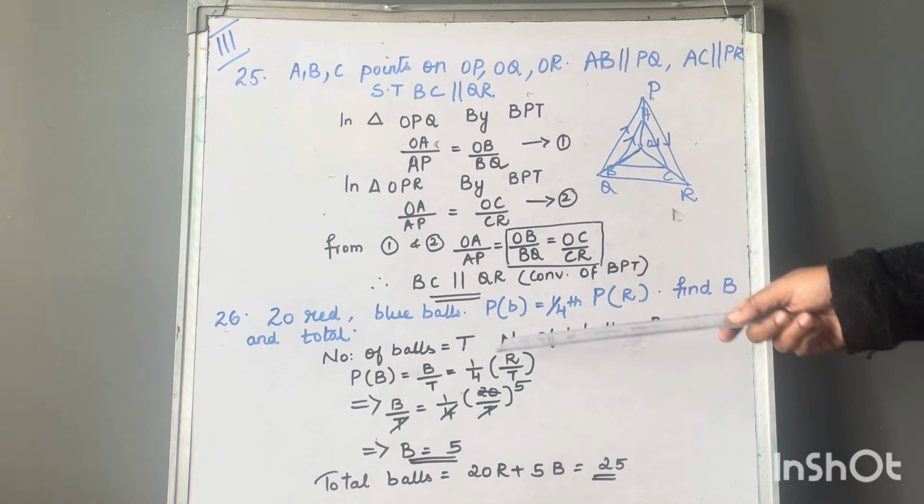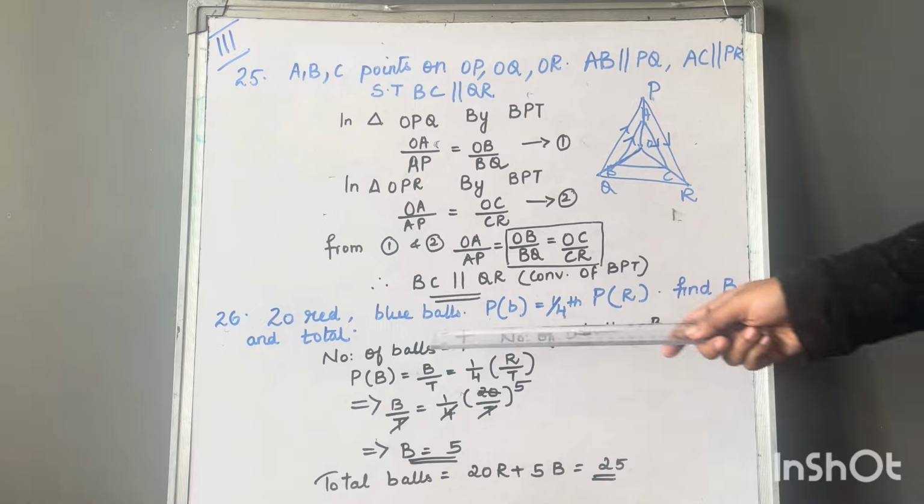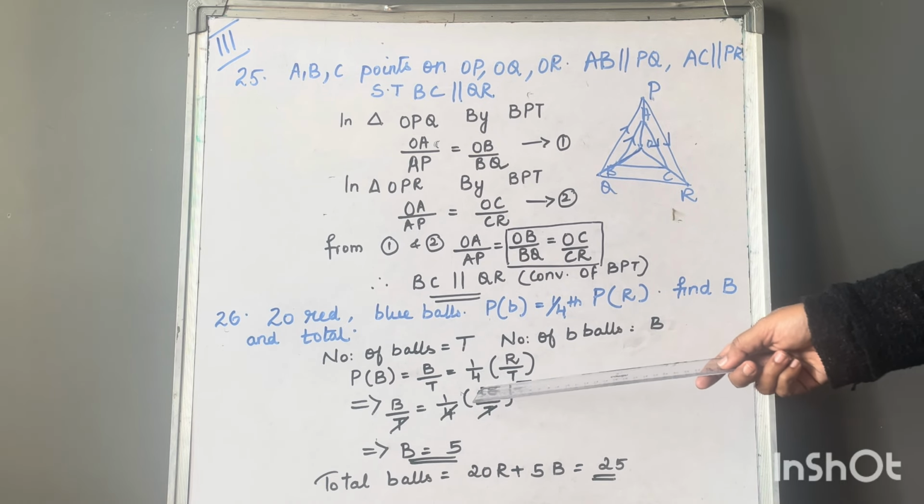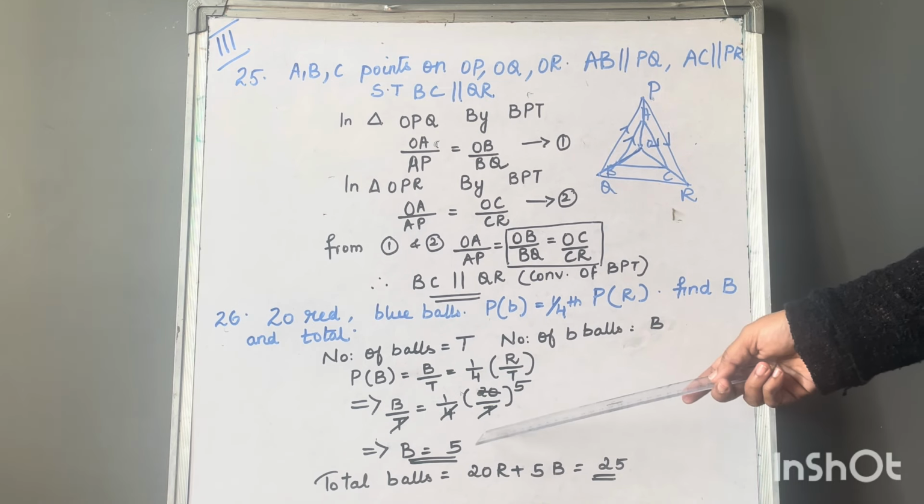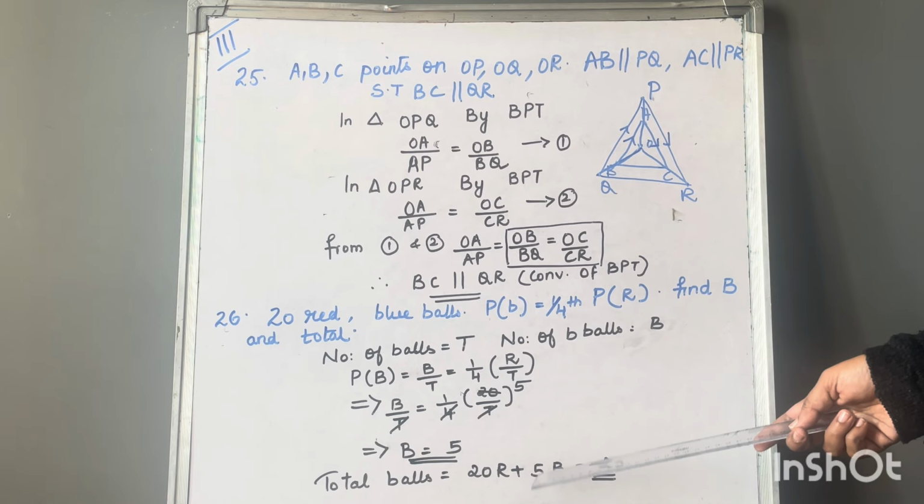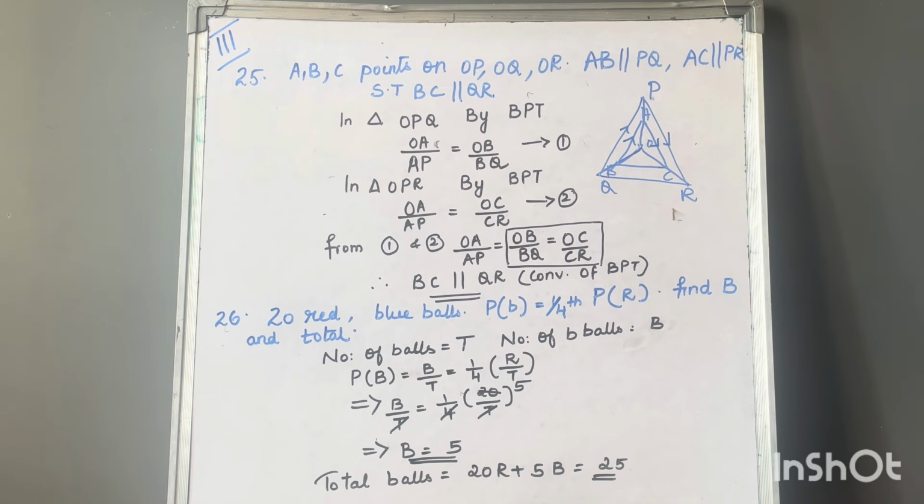Here they have given the number of red balls as 20. So B by T is equal to 1/4 of 20 by T, which is 5. So the number of blue balls is 5. Therefore the total number of balls is 20 red balls plus 5 blue balls, which is 25 balls. So in the bag there are 25 balls, and the probability of a blue ball will be 5 by 25 and the probability of a red ball will be 20 by 25.